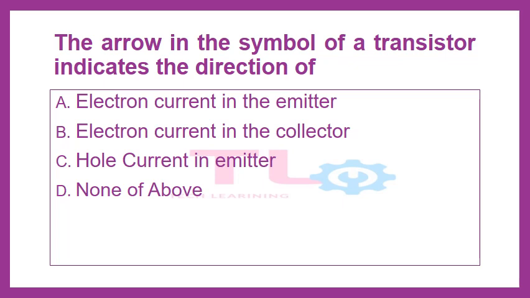The arrow in the symbol of a transistor indicates the direction of option A, electron current in the emitter, option B, electron current in the collector, option C, hole current in the emitter, or option D, none of these. And the correct answer is hole current in the emitter.